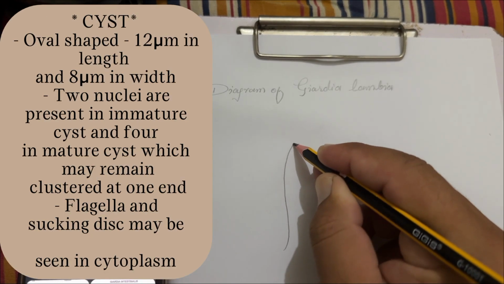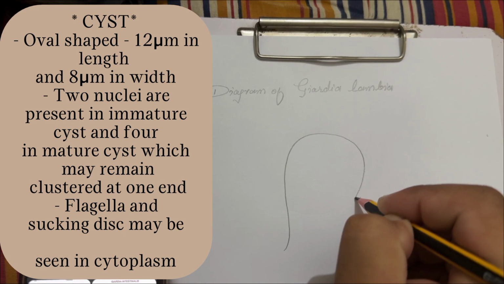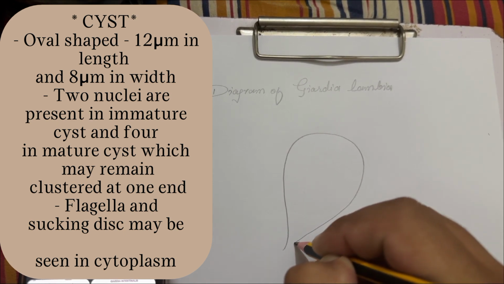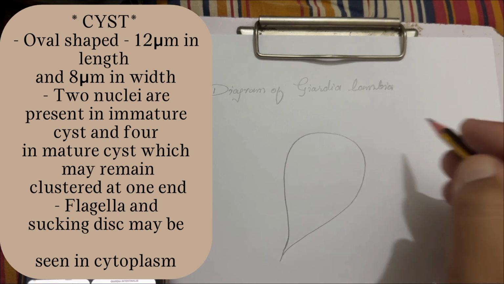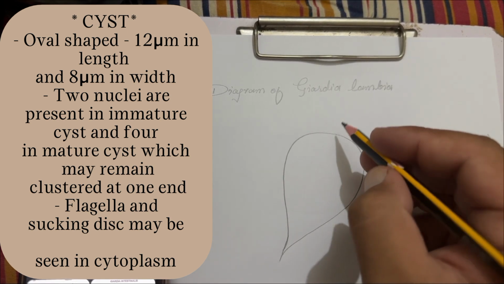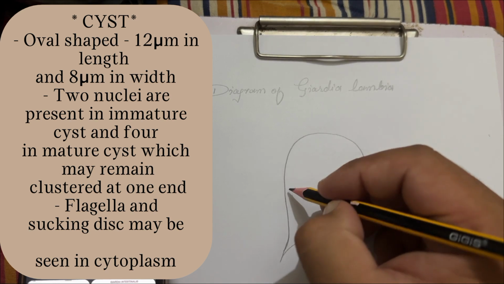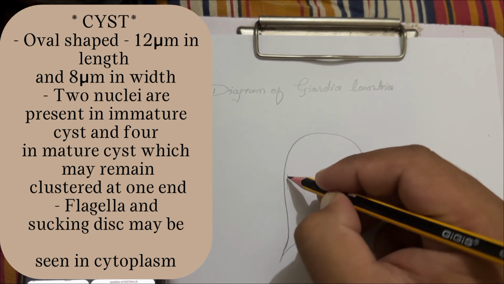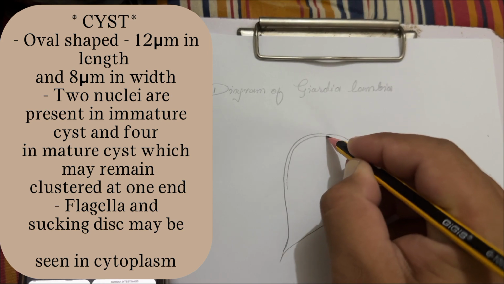Cysts of Giardia lamblia are oval-shaped, 12 micrometers in length and 8 micrometers in width. 2 nuclei are present in immature cyst and 4 are present in mature cyst, but they remain clustered at one end. Flagella and sucking disc may be seen in cytoplasm of the cyst.